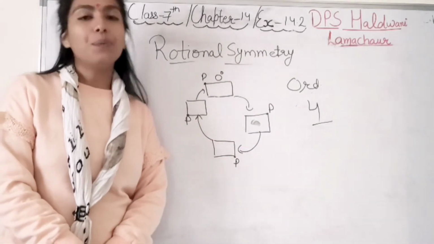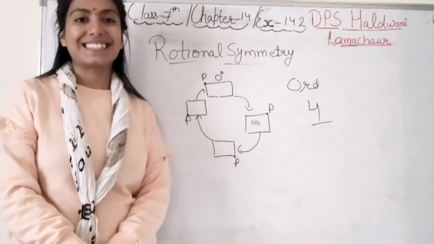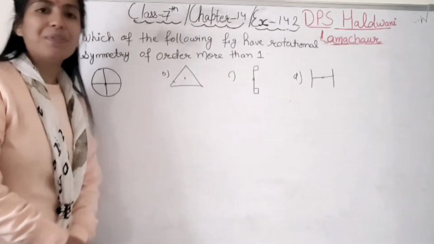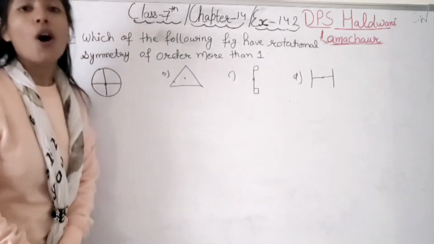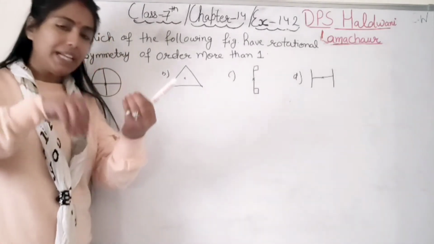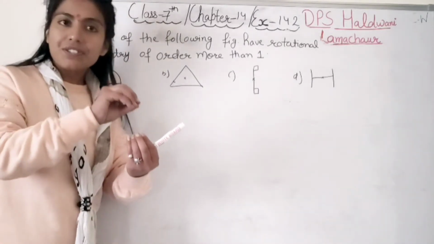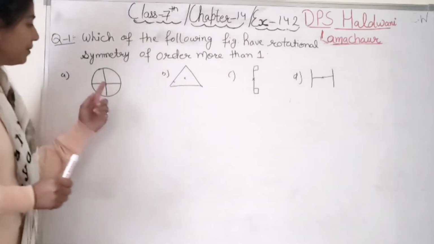You will understand more with the exercise questions. Quickly, let's start the exercise questions. Now student, coming to our question number 1, see. Which of the following figures have rotational symmetry of order more than 1? Rotational symmetry: when we rotate the figure by 360 degrees, how many times are we getting the same figure? Start with the first figure.